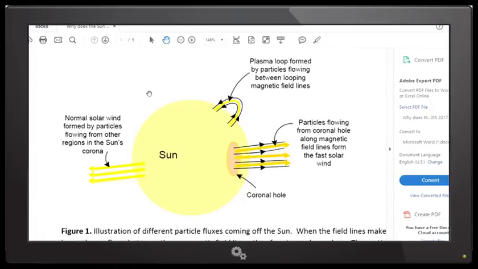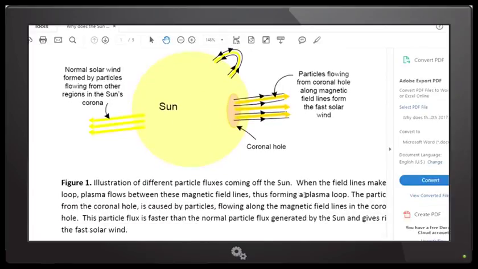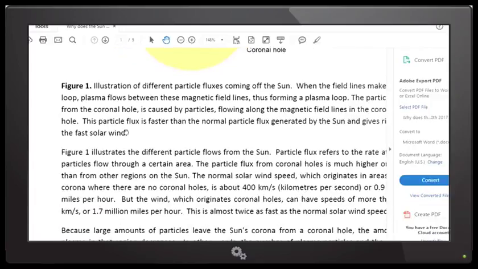Now this is just showing you the rendition of the sun and normal solar winds formed by particles flowing from other regions in the sun's corona. Now basically what happens, the sun is interacting with another object. Therefore, these large coronal holes will start to open up. We're going to go ahead and move down here a little further. It states figure 1, illustration of different particle fluxes coming off of the sun.